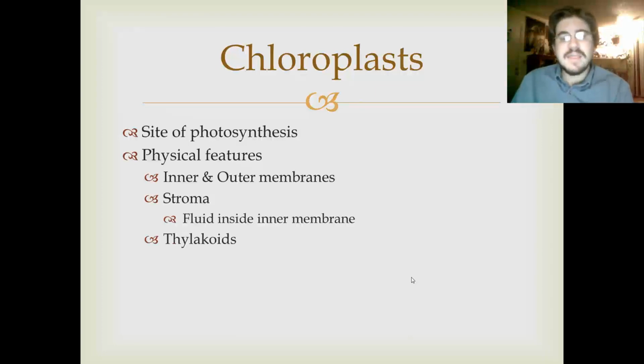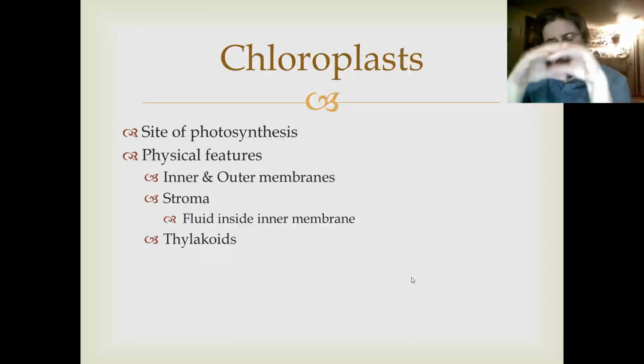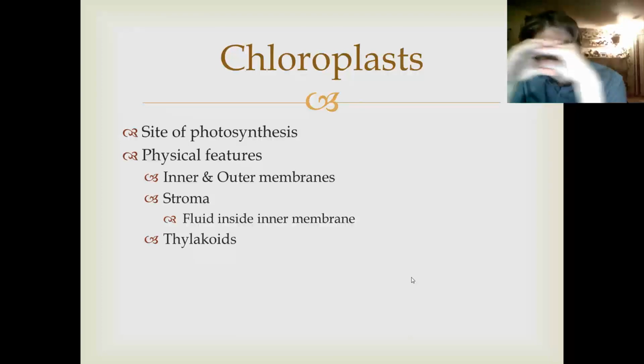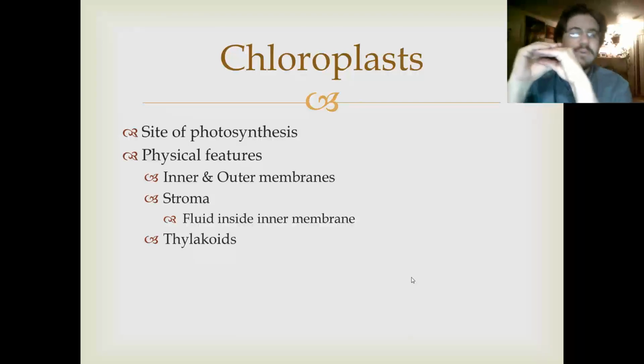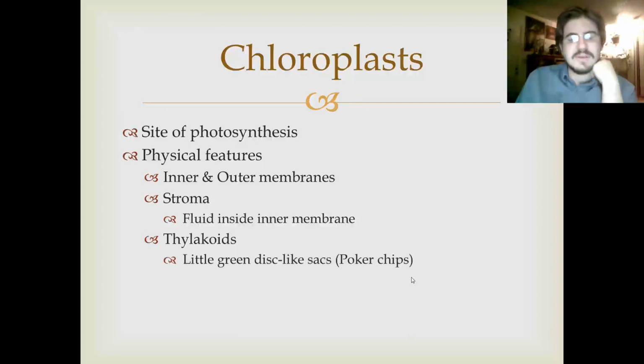Then we have thylakoids. Thylakoids are rather interesting. They're a membrane, and they look kind of like a little green poker chip surrounded by a membrane. And in fact, inside that little green poker chip is a hollow cavity. And inside that hollow cavity are the molecules responsible for absorbing sunlight. So you remember that from Chapter 7. Or you'll read about that in Chapter 7, depending on whether or not you're out of order.